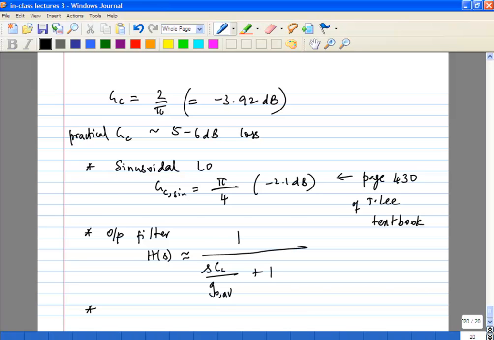So let's say you want to boost the gain. You can try to do some kind of L match at the input, which will give you some kind of passive gain boosting.